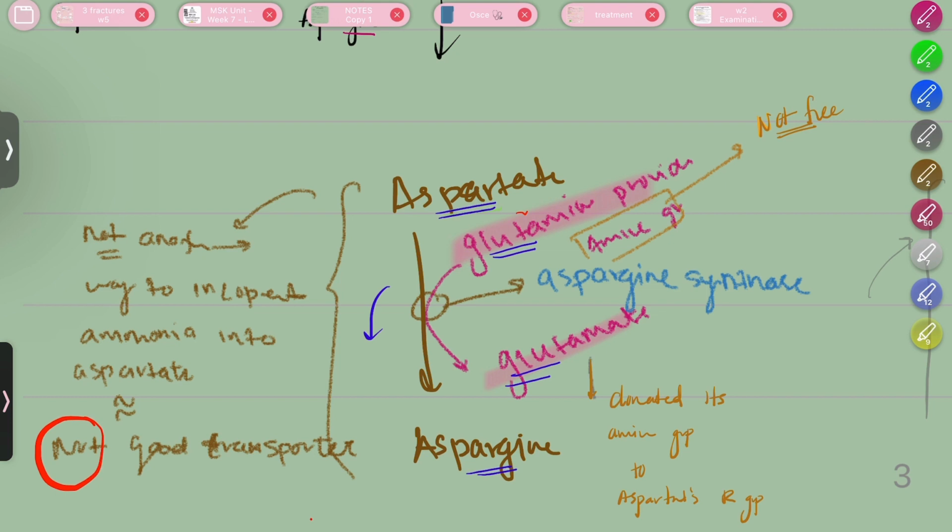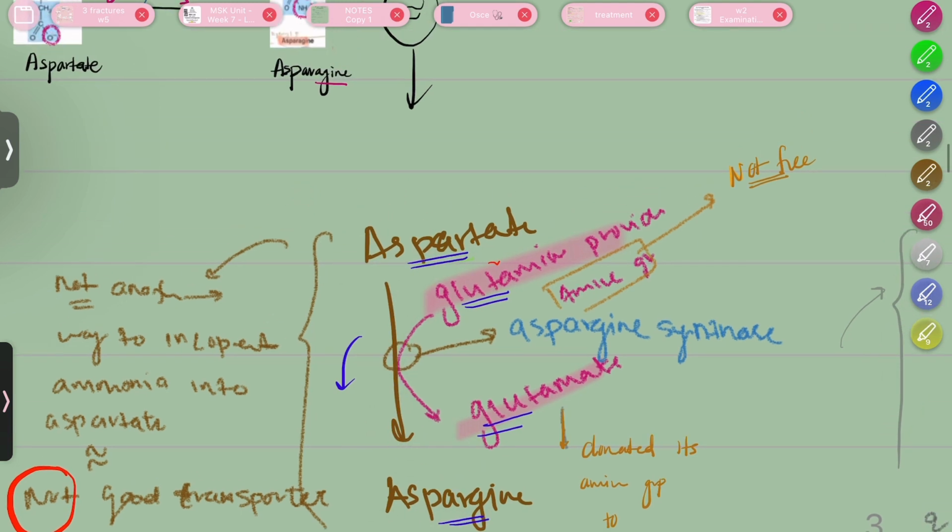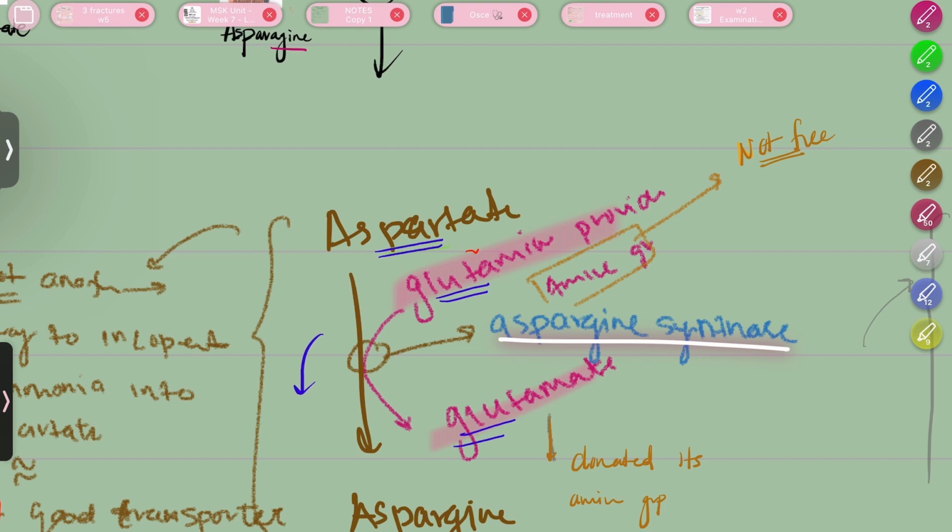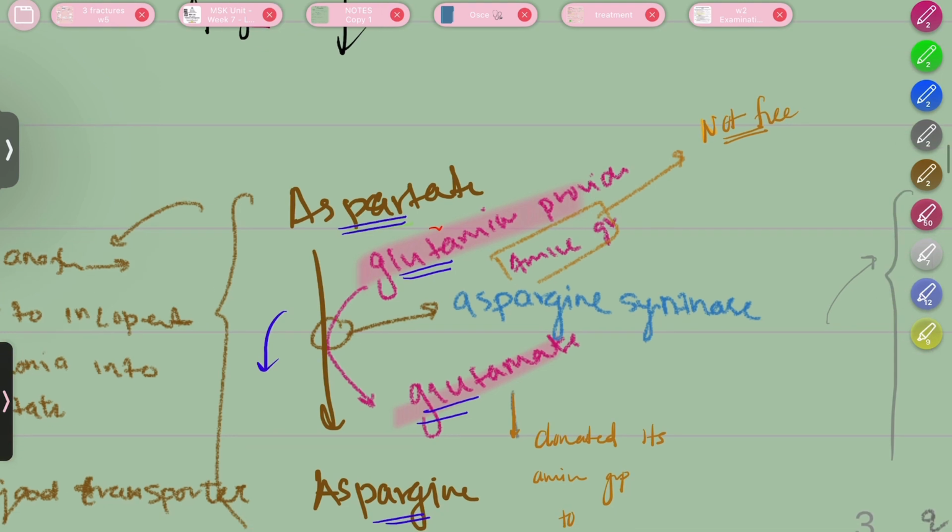So basically, how this reaction takes place is that the aspartate becomes an asparagine by the help of this enzyme, which is the asparagine synthase, in addition to incorporating this glutamine to add this amine group. It's a mouthful, but it's very simple. So it's not a free amine group. However, it's one that is found in the glutamine.